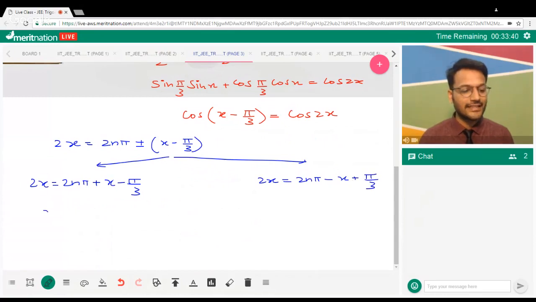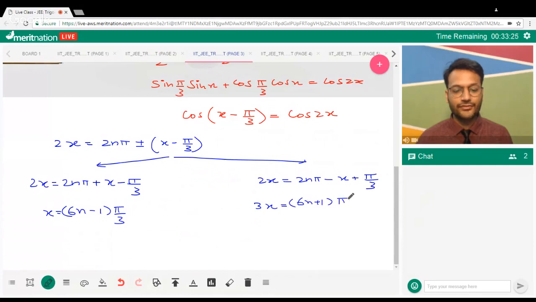Eventually, you can take this x on the other side, take 3 over here. So it'll be 6n minus 1 pi by 3. This is what the value of x is. Over here, if I take this x, it'll be 3x is equal to 2, so 6n plus 1 pi by 3. So if I divide this 3, I can remove this 3 and make it 9 over here. So now it's sort of simple for all of us, most likely.